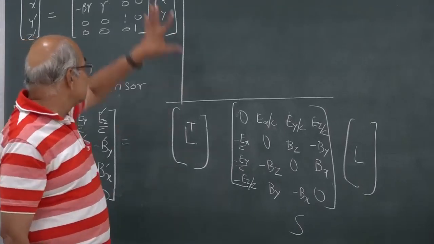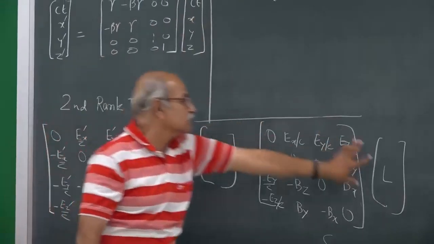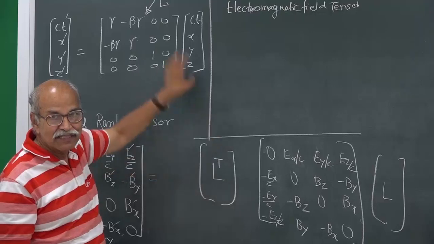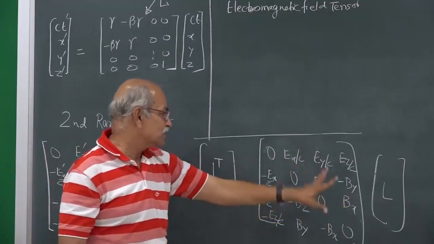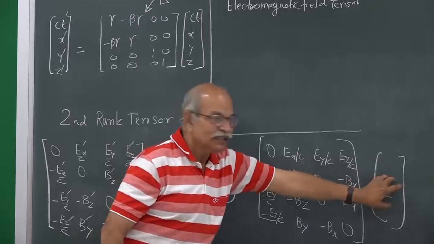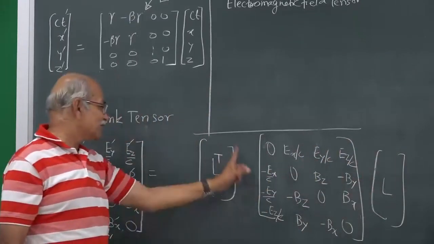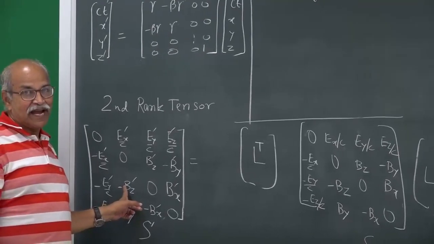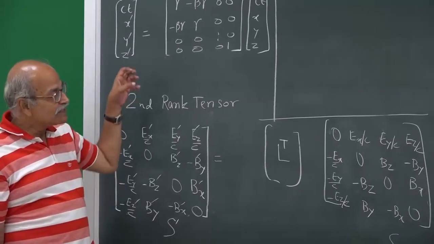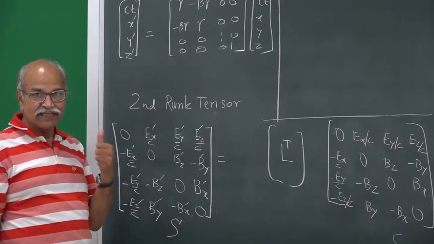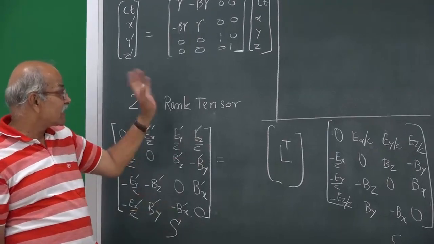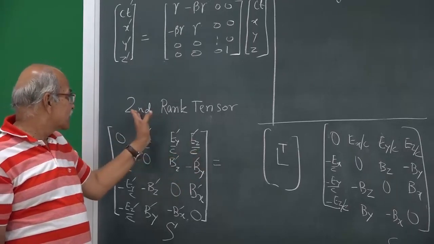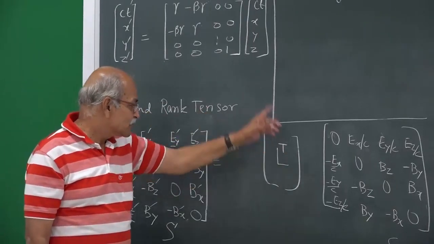it so happens that if you put this Lorentz transformation matrix here, and if you put this Lorentz transformation matrix here, the transpose is same as the original matrix, and then make a matrix multiplication, this 4 by 4 into this 4 by 4, you get a 4 by 4. Multiply that by this 4 by 4, you will get this. And therefore, this electromagnetic field, one entity, electromagnetic field, is a second rank tensor, transforms according to the laws of the second rank tensor. The Lorentz transformation is involved.